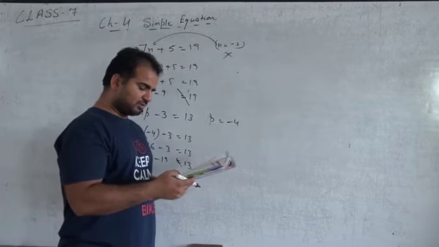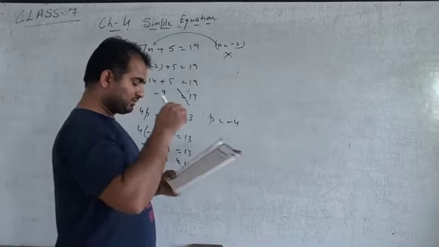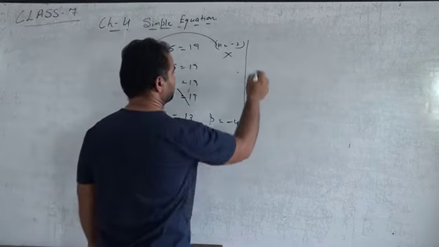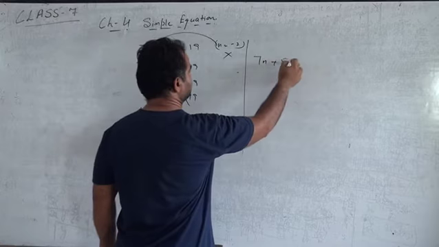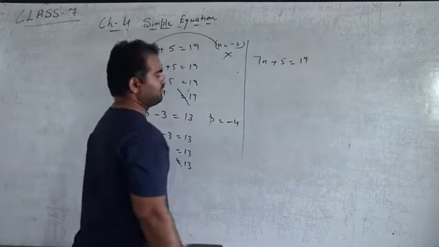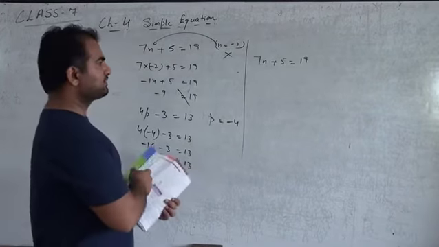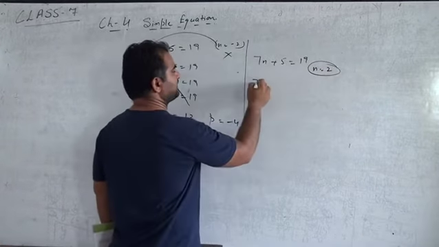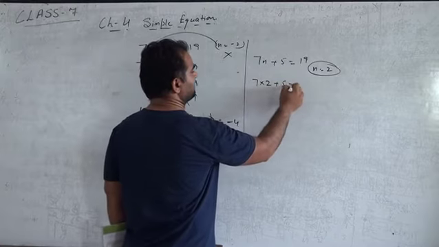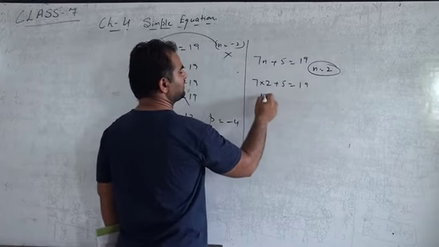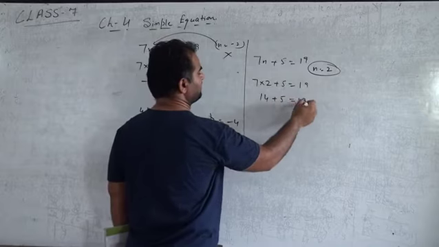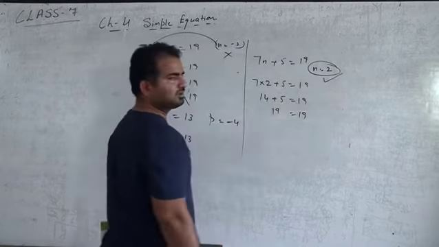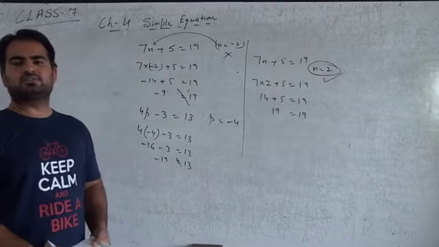I am going to do question number C also. 7n plus 5 equals to 19. And what we have to do? We have to place n equals to 2. N equals to 2. So 7 into 2 plus 5 equals to 19. 7 2s are 14 plus 5 equals to 19. And 19 equals to 19. Yes, n equals to 2 is satisfying the equation.